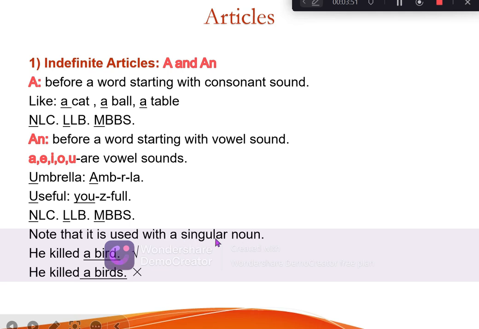If they are used with a plural noun, it would be a faulty sentence. He killed a bird is the right sentence. He killed a birds will be the faulty or incorrect sentence, because the article a is used with a plural noun.